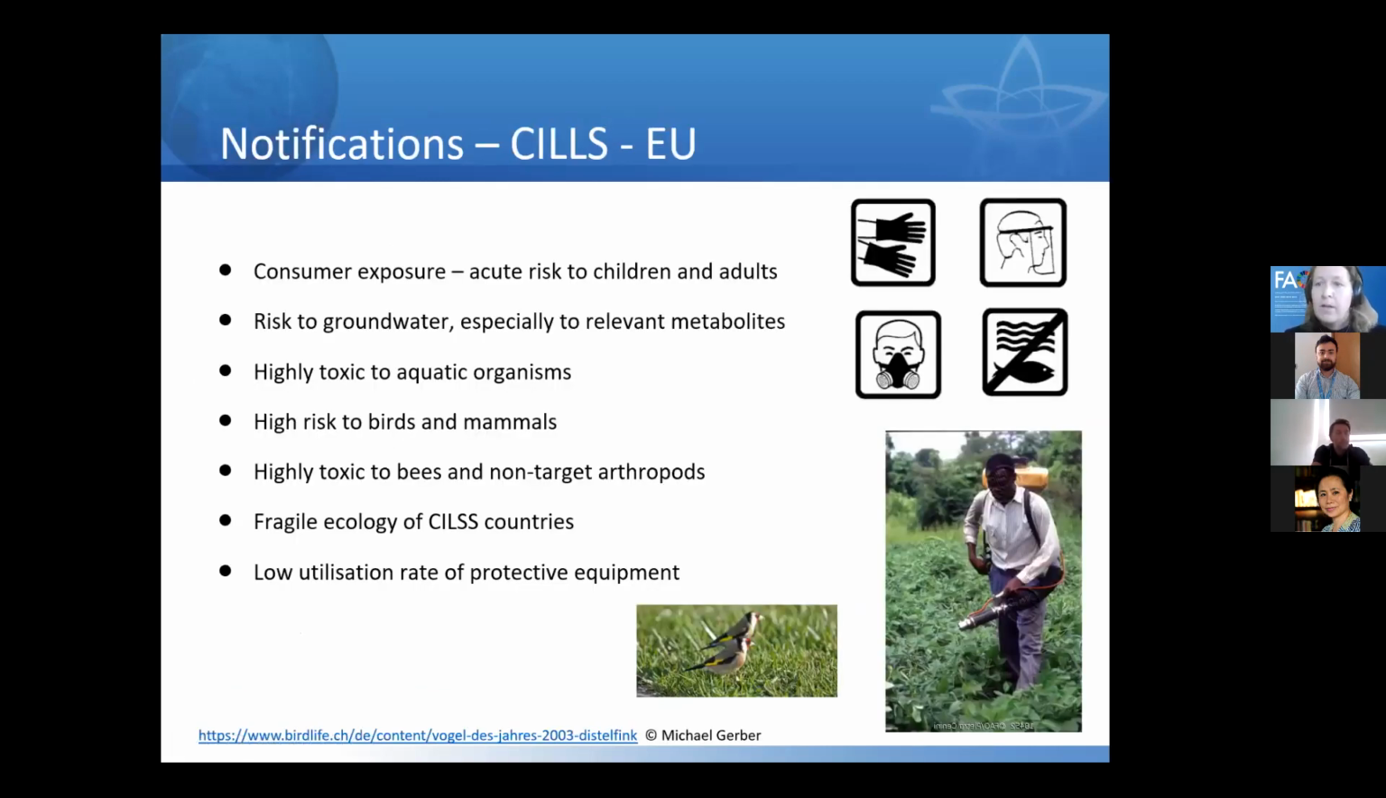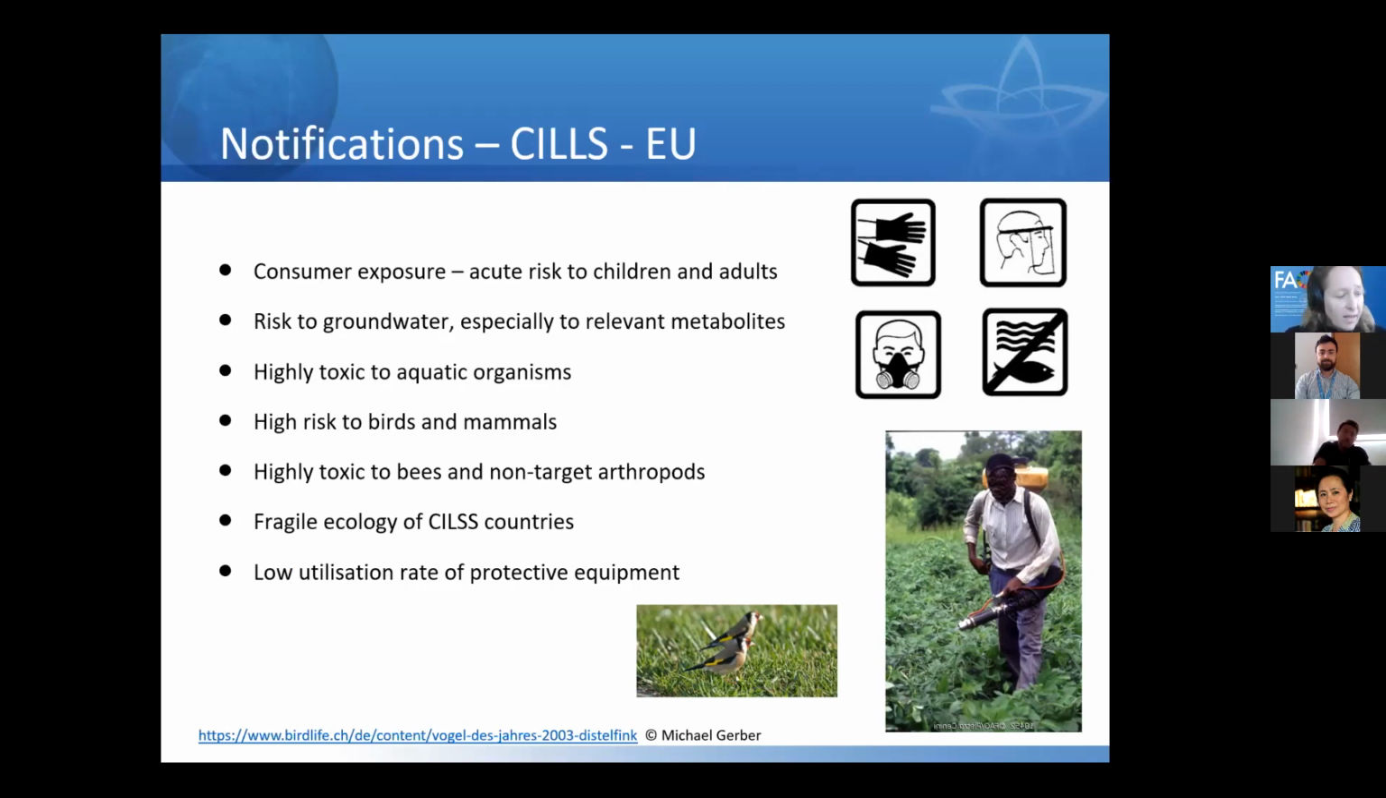Also quickly, what was the basis on this final regulatory action? It was considered as a risk on consumer exposure, acute risk to children and adults, to certain applications, to certain crops, also risk to groundwater, especially to relevant metabolites. It was also considered toxic to aquatic organisms, and there was a high risk to birds and mammals identified through feeding on contaminated food items. It's also considered toxic to bees and non-target arthropods.